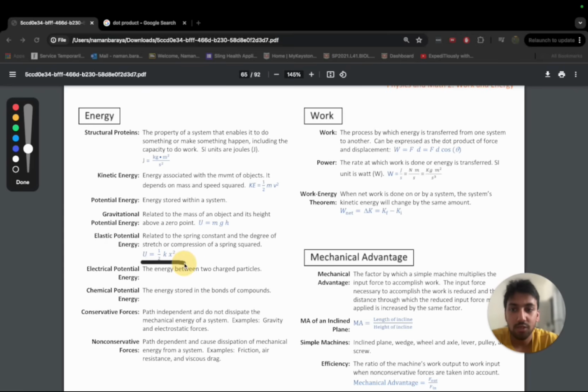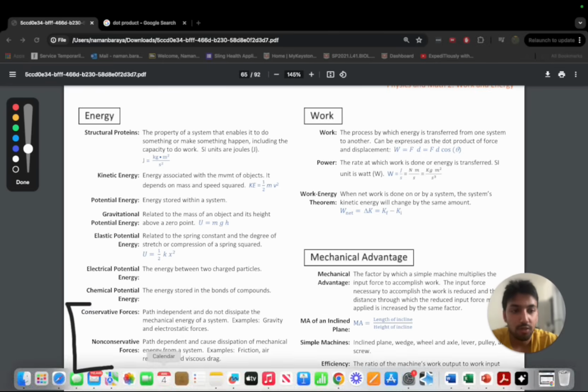So elastic potential energy is 1/2 times k, which is a constant called a spring constant, and it's based on whatever material you're using. And then it's x squared, and x is the stretch or the distance from the center point. So if this is how a string normally is, and then you stretch it out a lot, then x is that distance that you're stretching it. And then you don't need to know equations for electrical or chemical potential energy, but it is really important to know conservative versus non-conservative forces.